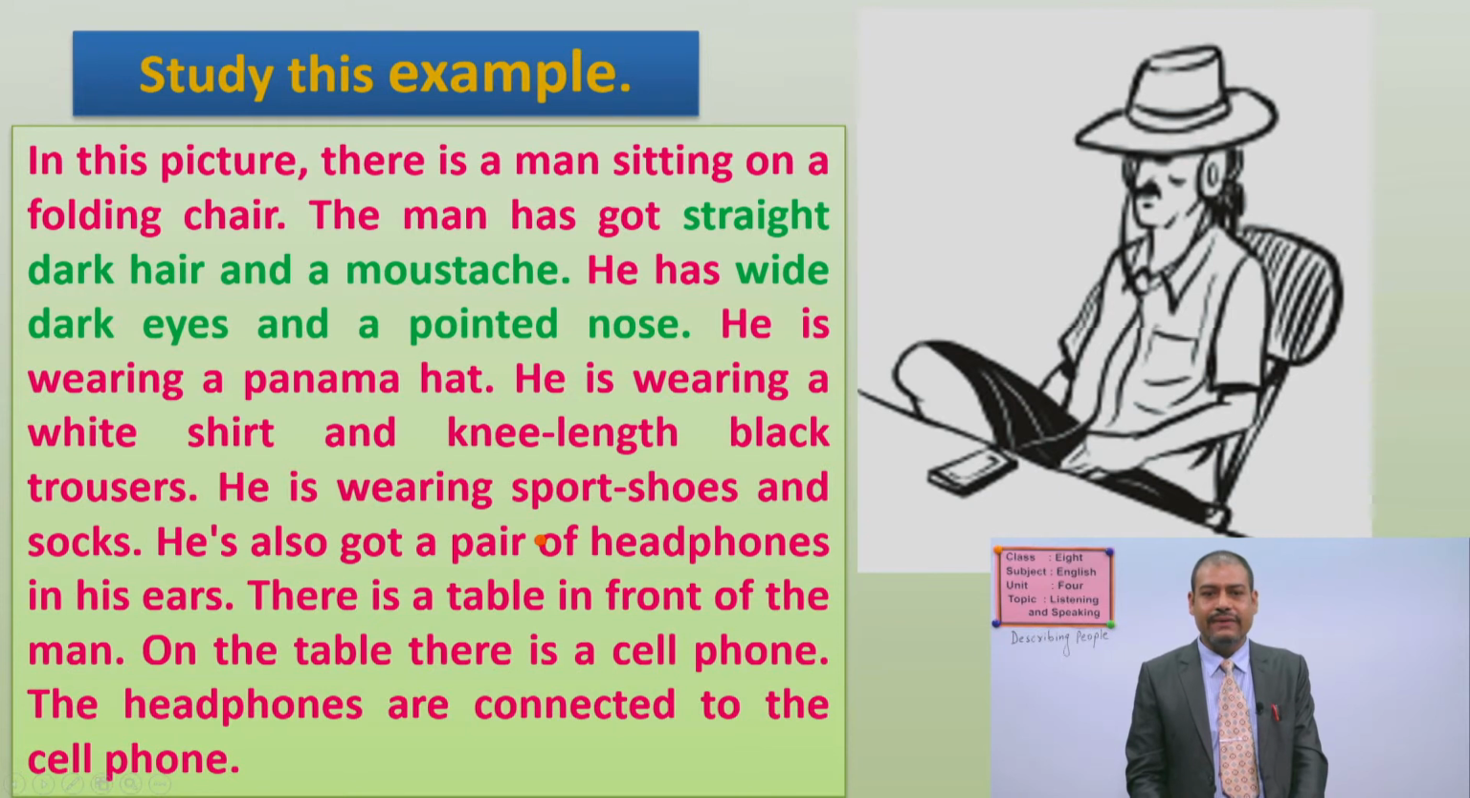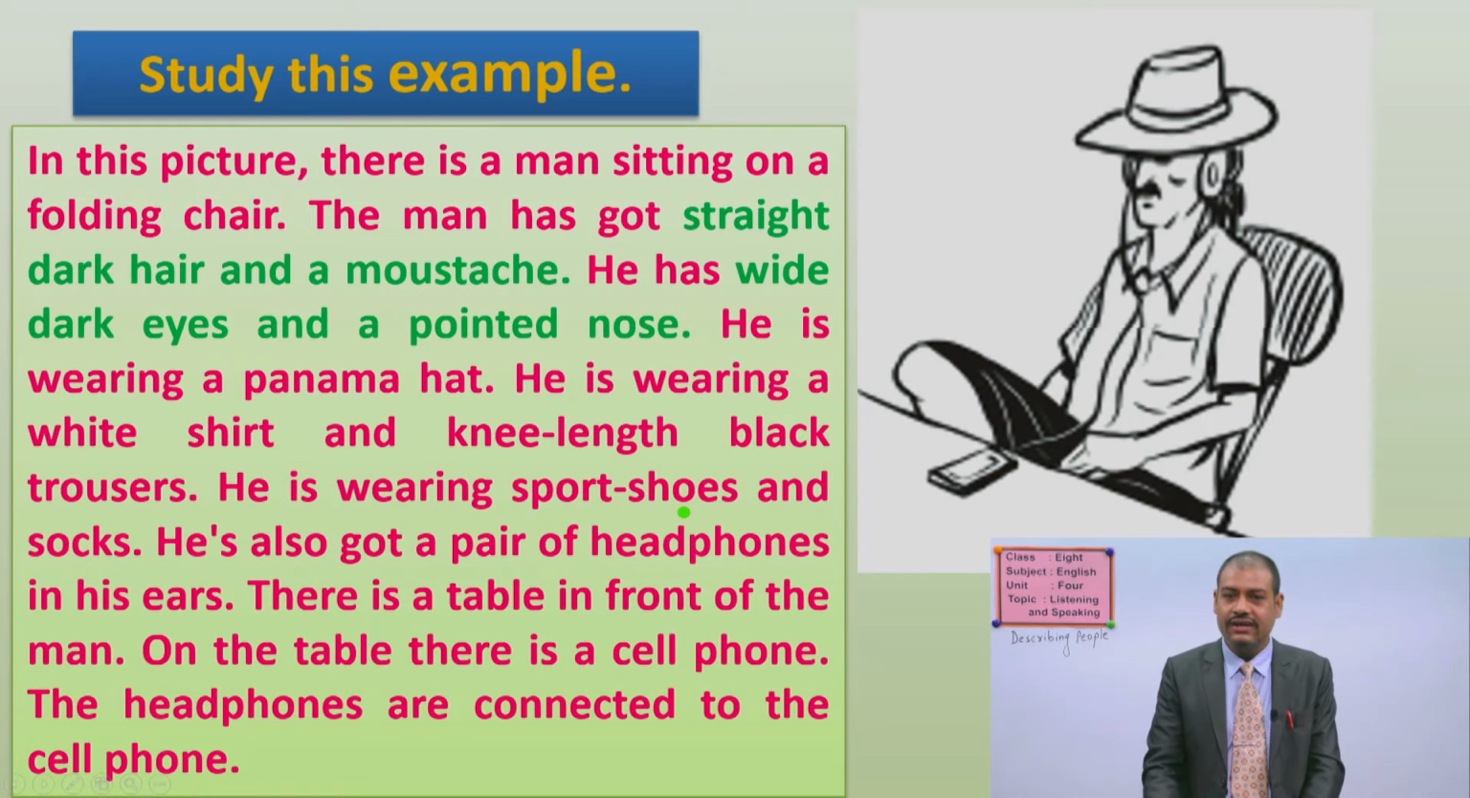And knee-length black trousers. See, knee-length, up to the knee, he has black trousers, okay? You can say half pant. Then, he is wearing sports shoes. We cannot see them very clearly here, so it is written that he is wearing sports shoes, okay?